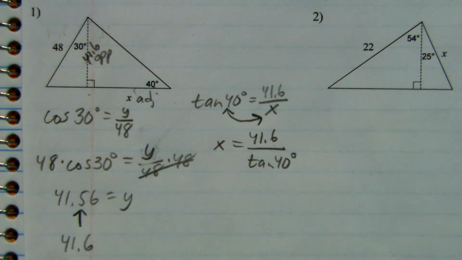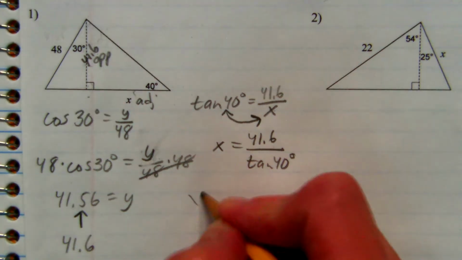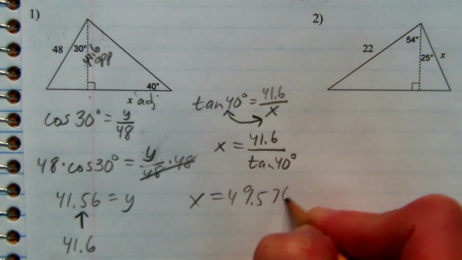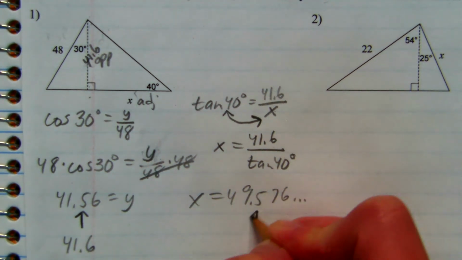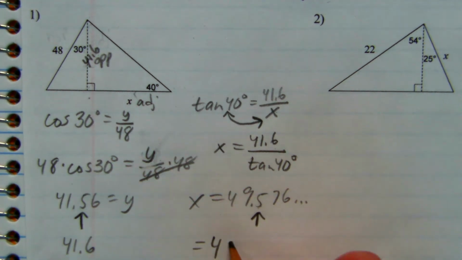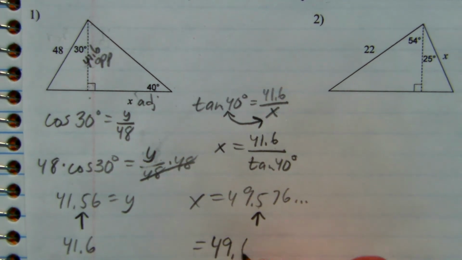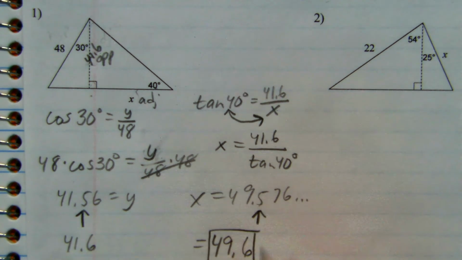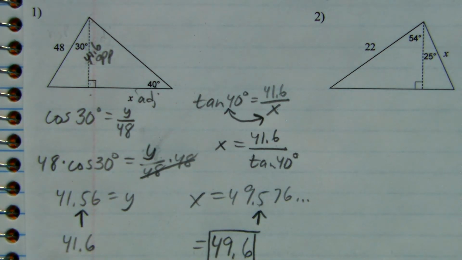So I'm going to take that 41.6 on my calculator and divide by tangent of 40 degrees. And it comes out 49.576 blah, blah, blah. It tells us to round to the nearest tenth spot, which would be right here. So the 5 will go up to 6 because it's next to the 7. So 49.6. Okay? So this isn't really harder than what we've done before. It's just you have to do it twice. And we're always going to look for the little dashy line where the two triangles come together first, because that's always going to give us what we need.